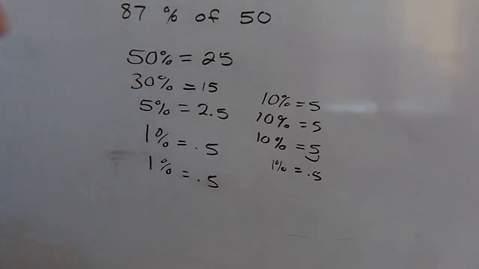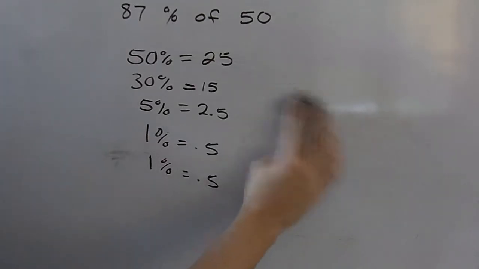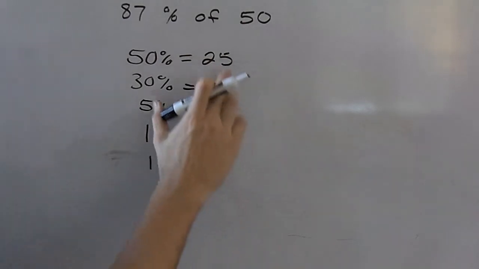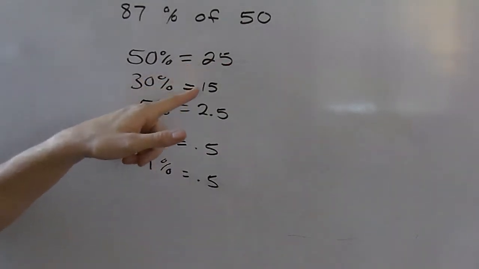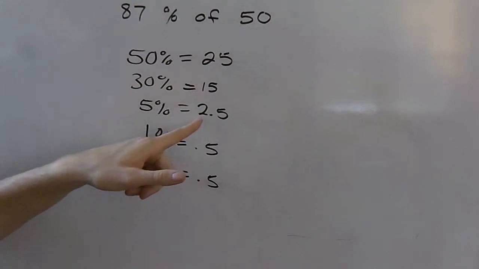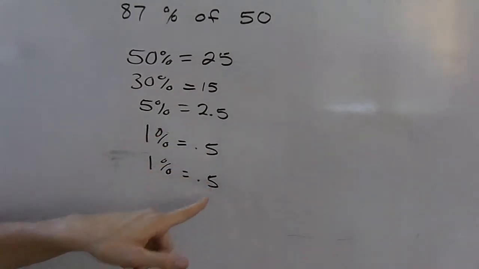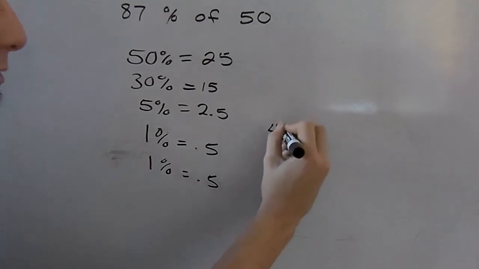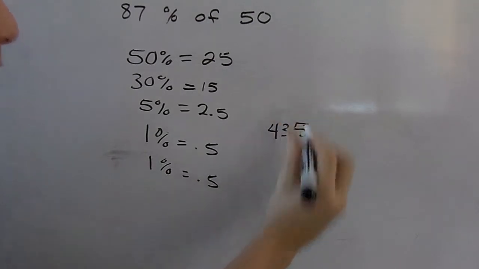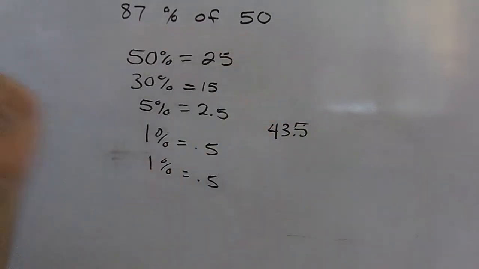And at this point, if you needed to do the addition up over here, you could. If you didn't, great. You could do in your head 25 plus 15 is 40, plus 2.5 is 42.5, plus 0.5 is 43, plus 0.5 is 43.5, which would be 87% of 50.